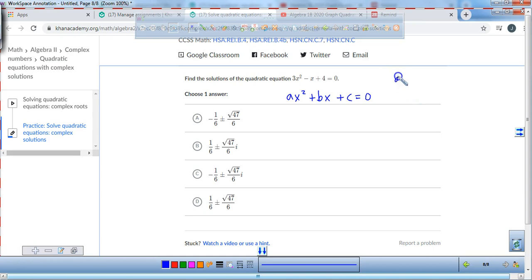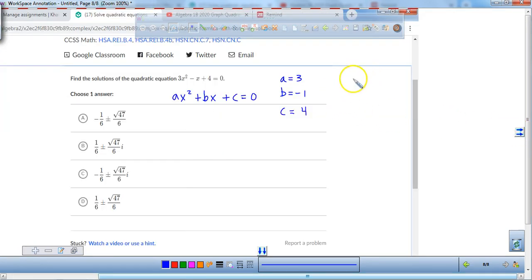I'm going to identify my a value. My a value is 3. My b value, in this case, if it says negative x, that means your b value is going to be a negative 1. And then we have our c value right here. That's easy. Our c value is 4. So once again, what are we going to do? We're going to find our discriminant, b squared minus 4ac.